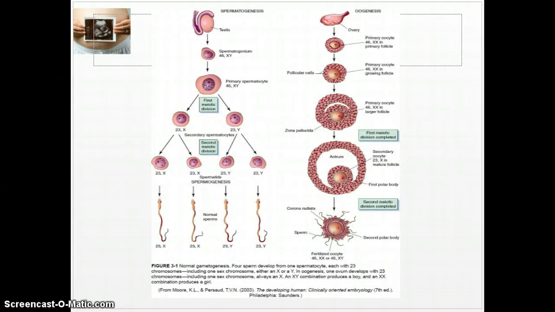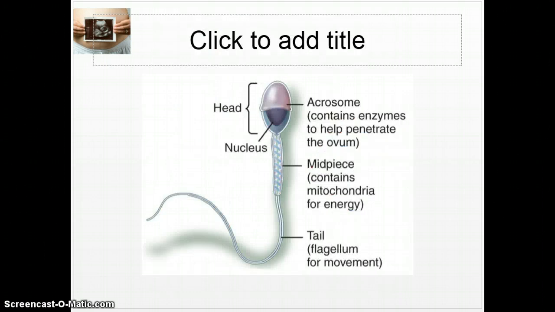This figure is very similar to the one in your book in chapter 8. Figure 8.5, you can see during spermatogenesis there are 4 sperm that are matured and able to fertilize the egg. In oogenesis there is the formation of 1 egg. This is a sperm. You can see the acrosome, which contains enzymes to help penetrate the ovum, the midpiece, which contains mitochondria for energy, and the tail, which allows for movement.